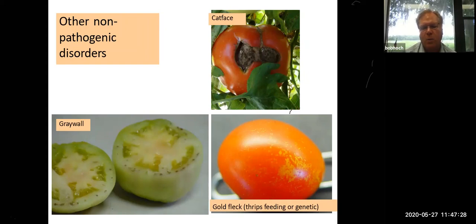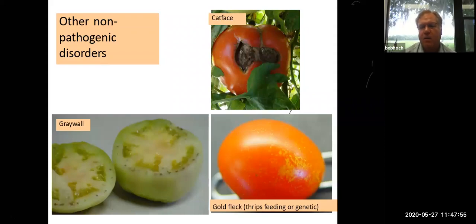Gray wall is one where we cut open this tomato and you can see the black edges or black streaks around the edge. And gray wall is sort of a disorder, especially under really, really low light conditions. We tend to see it in Florida in the wintertime because our days are short and we don't get sufficient light, although we've got all the other conditions that we could grow it. Occasionally we'll see gray wall, which is a disorder under low light conditions in particular.